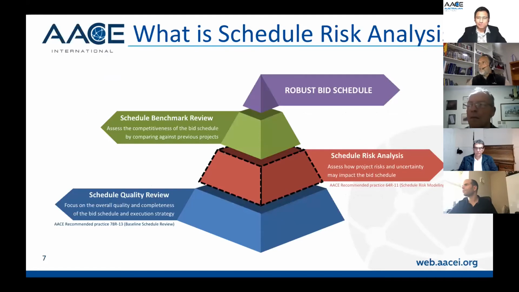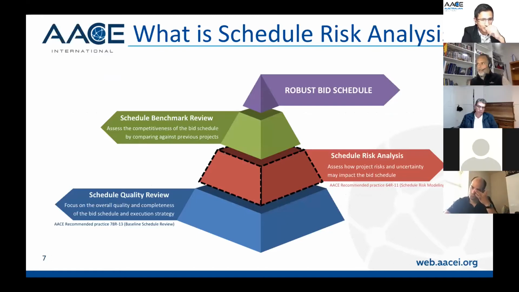So if we continue with what is schedule risk analysis, I see schedule risk analysis as a key step in the process to achieve a robust schedule. We start with a schedule review. We need to understand whether the quality and the completeness of the schedule is correct. There is a lot of recommended practice from the AACE, that is the baseline schedule review, where you can see whether we capture all the activities, the sequence, resources. It's basically a pretty good checklist to see whether the schedule has the correct quality to move into the next step, which is the schedule risk analysis.